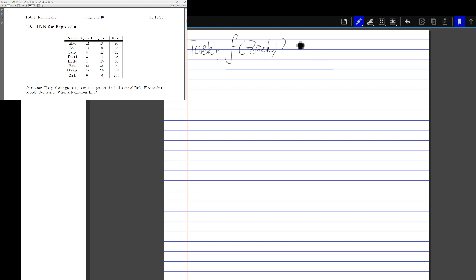In comparison to the kNN classification algorithm, kNN regression is really nothing much different. We still start with defining the hyperparameter for the k-value. We want the k-value, and in this simple example, we're going to choose k equals 2. And given this k-value, we need to determine a distance metric.